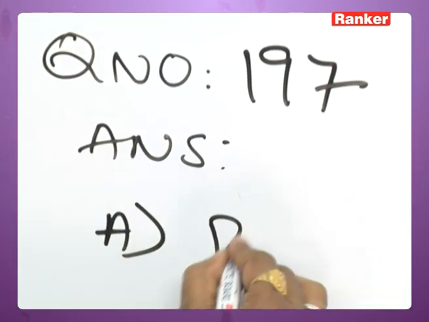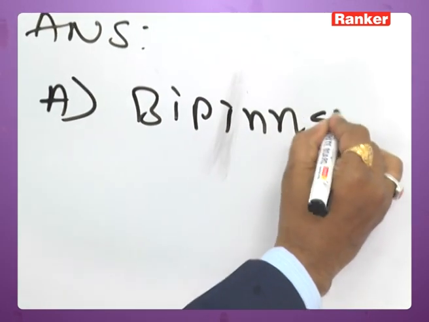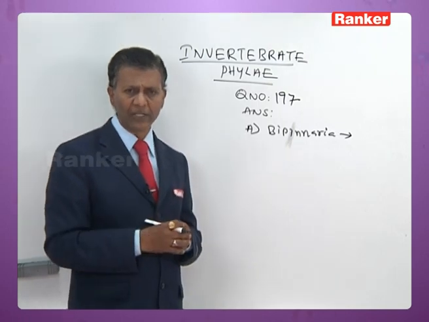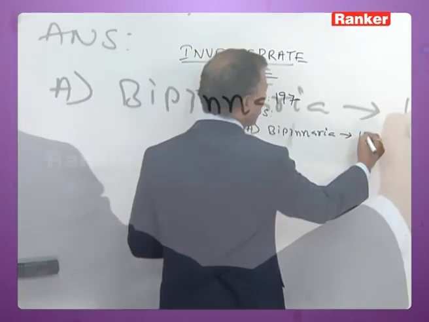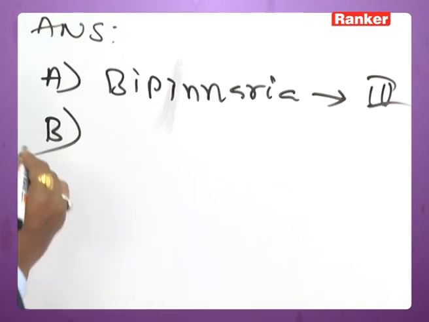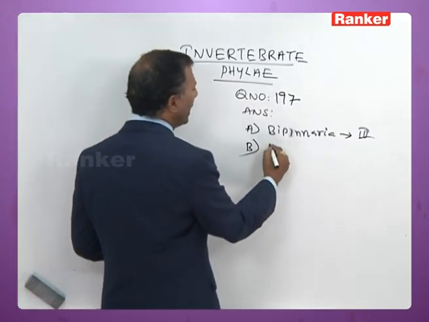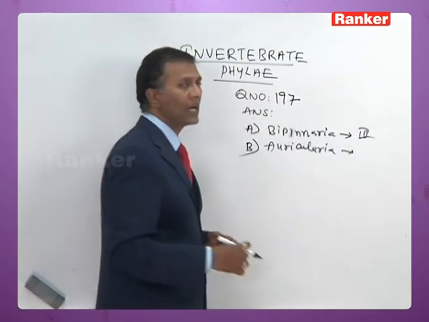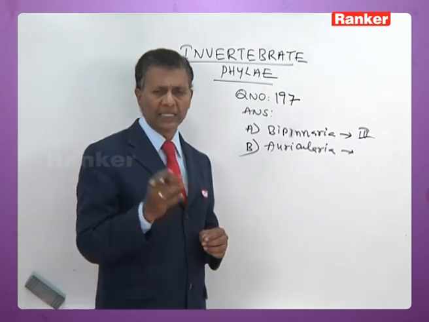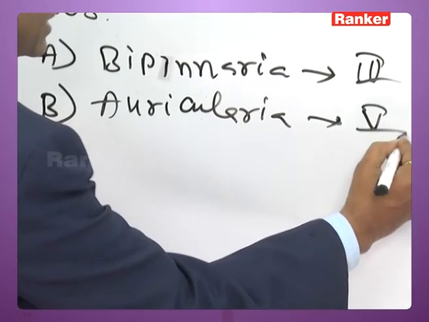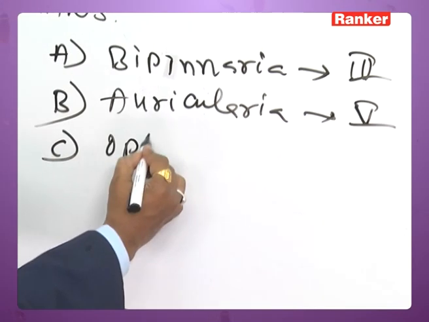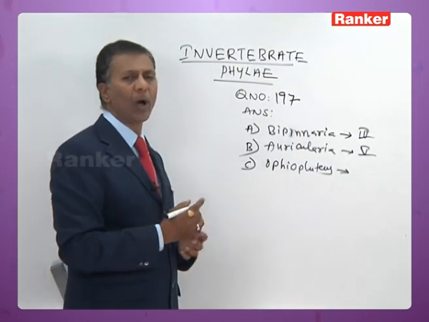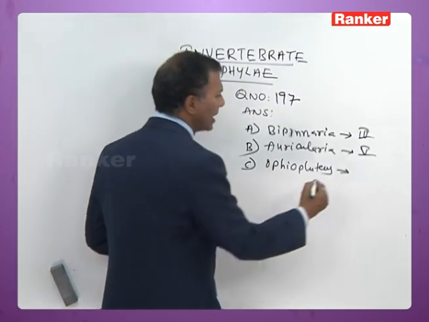Now A, Bipinnaria. Bipinnaria is a larva of asteroids, that is starfish. Starfish is given under the third option. So third is the correct answer. Now he says B, Auricularia. Auricularia is the larva of holothuroids, that is sea cucumbers. So the fifth option is correct. Ophiopluteus is the larva of ophiuroids or brittle stars. So the second option is correct.